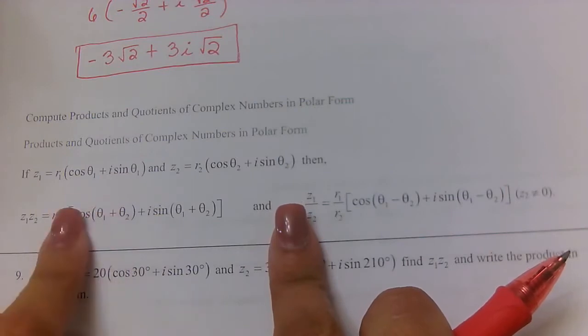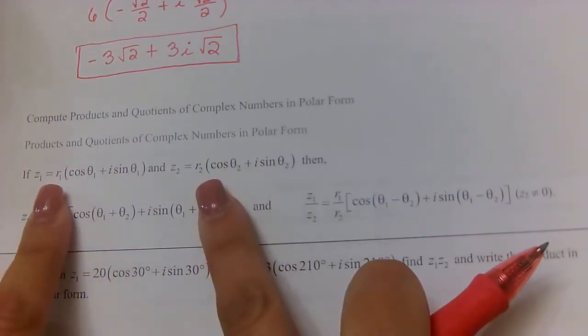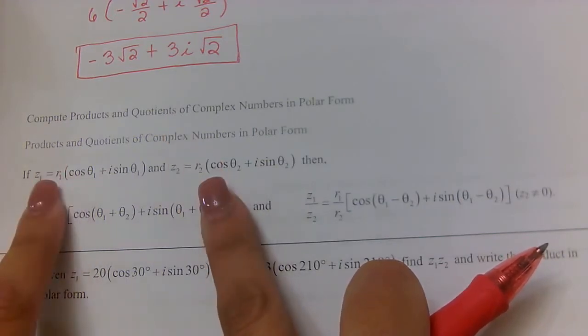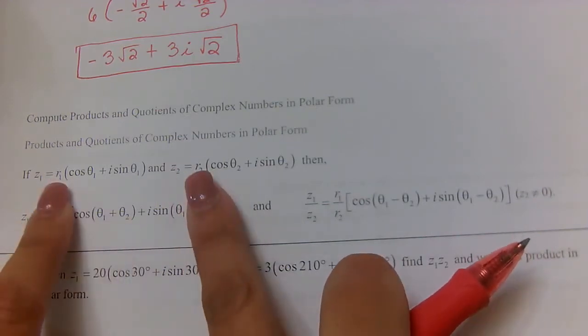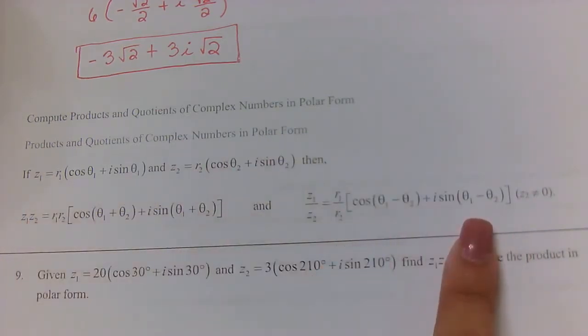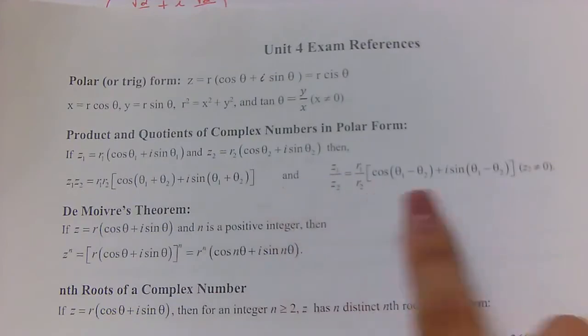These equations here are our products and quotients of two complex numbers in polar form. So if I wanted to multiply two polar form numbers together, I would use this equation. If I wanted to divide them, I would use this equation. These formulas, they are on the reference sheet right here and right here. So all we're going to do is use it.